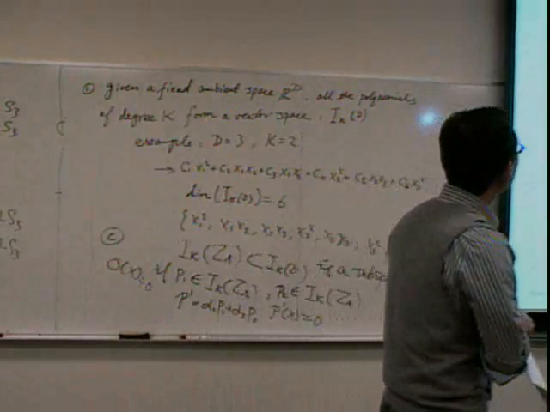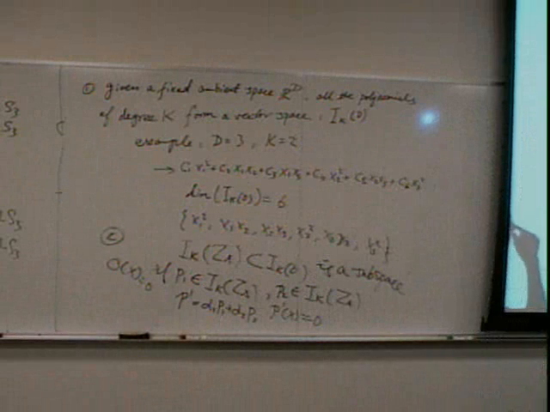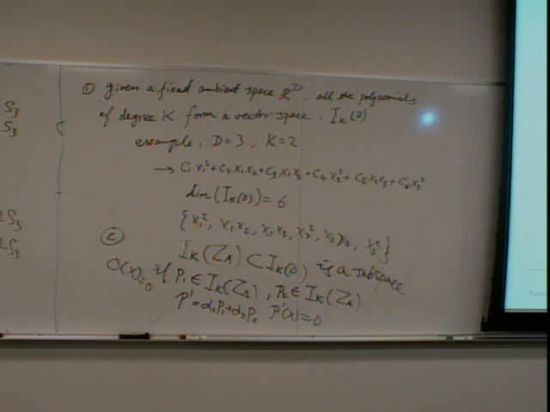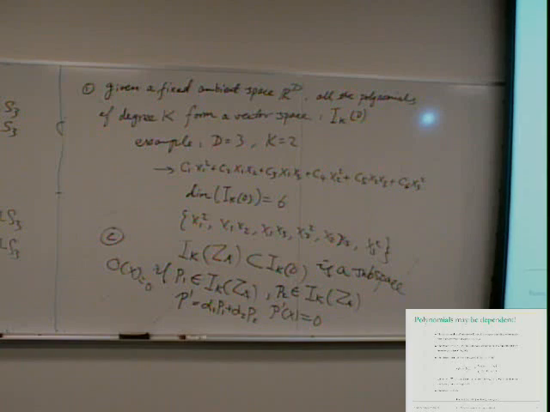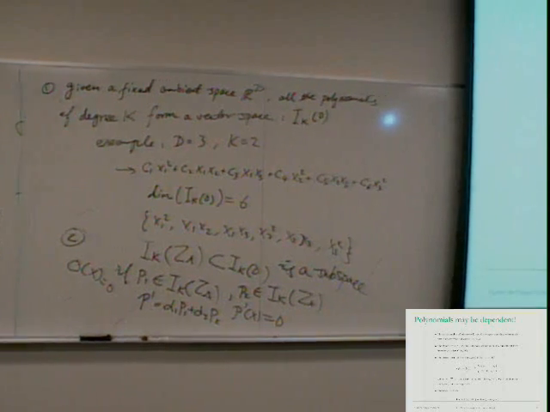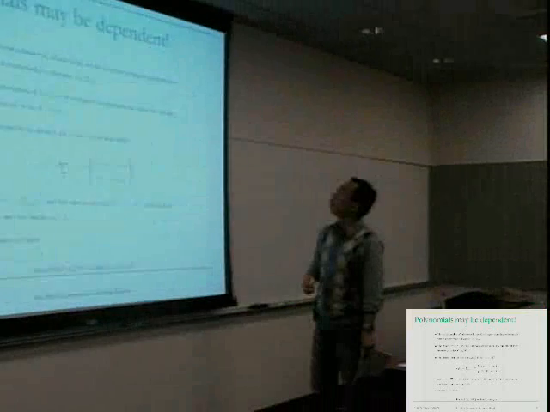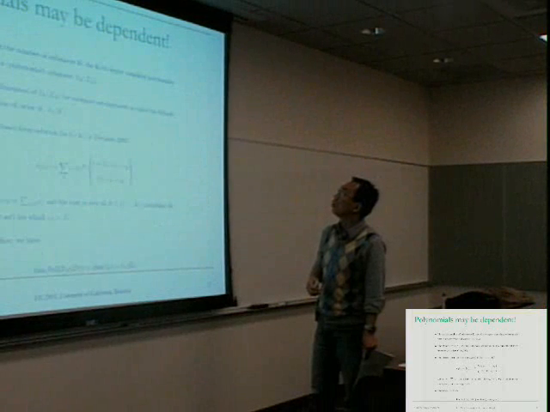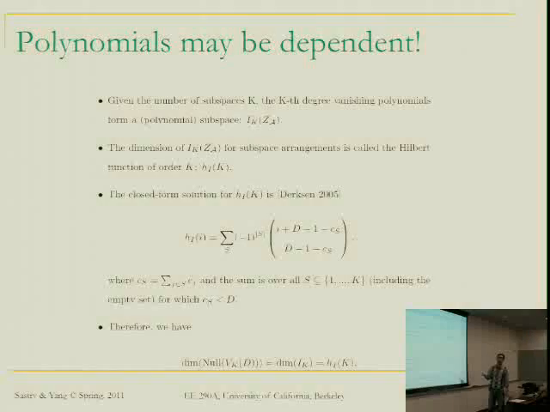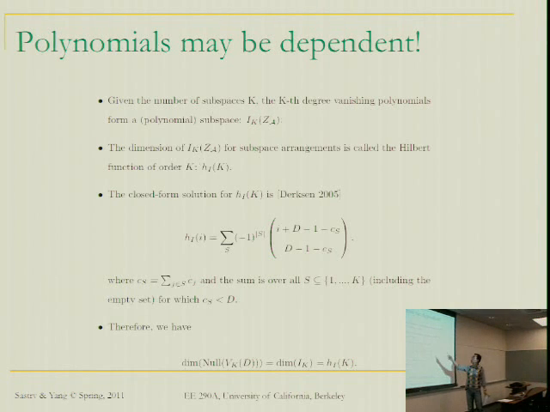The next result concerns the definition of the dimension of this one, which is interesting. The dimension of the subspace that forms the set of vanishing polynomials is called the Hilbert function of order k. In algebraic geometry, it is denoted as h_I(k), of degree k.